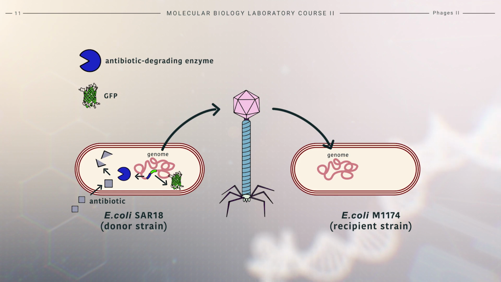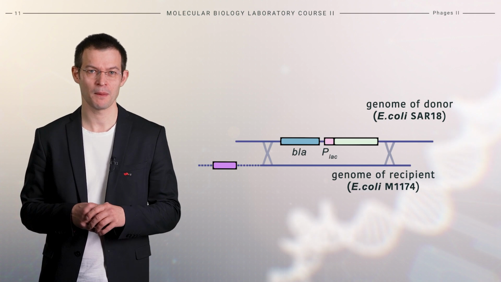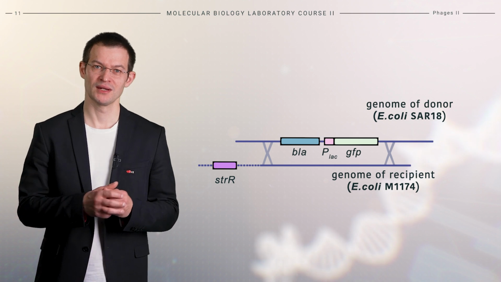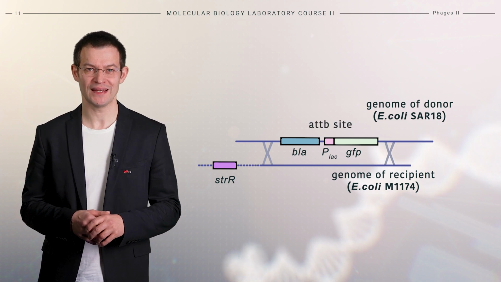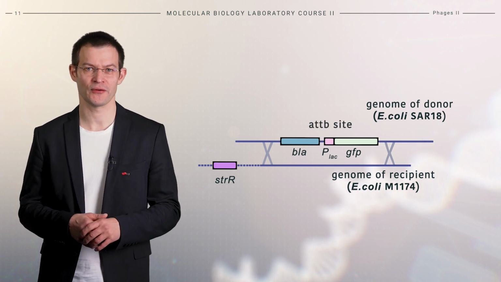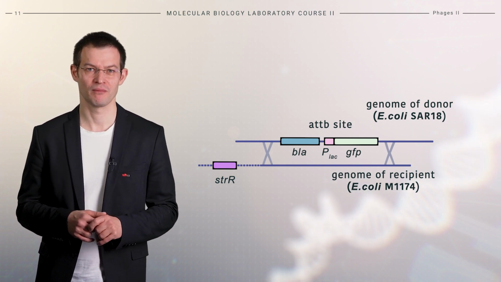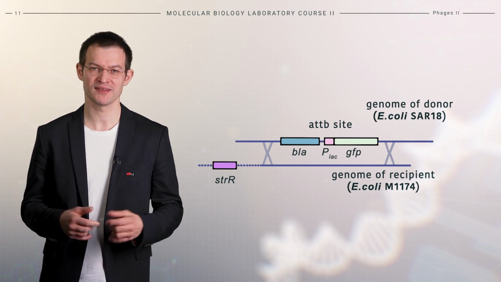By using the phage P1, we want to introduce both the antibiotic resistance and the green fluorescent protein into the recipient strain. In our case, the BLA gene, encoding resistance towards the antibiotic ampicillin, and the GFP gene are in close proximity on the donor chromosome. This makes co-transfection likely. The sequences are located in the so-called ATTB site, where crossover can occur. ATT is short for attachment, and the B means bacterial. The genome of the recipient strain contains streptomycin resistance, making selection possible.